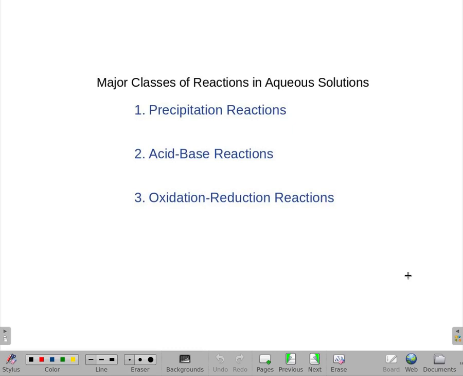Along with precipitation reactions, we also have just standard old acid-base reactions. We often call these neutralization reactions. And we're going to have oxidation reduction reactions or redox equations. So these are the three major types of reactions we see in aqueous solutions. And we're going to get a chance to look at all three of these and how they distinguish. Now, none of them take as much work as the precipitation reactions because we had to learn solubility rules. These really are kind of just, we're going to learn how to identify them more than anything.